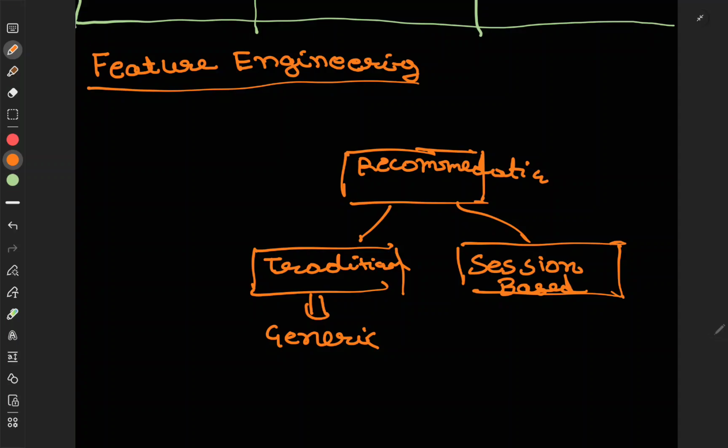But the user could be logged out as well, so we don't have the data for a particular user, and we don't have the data related to the user's past interactions with the platform. So we can't build a traditional recommendation system here. We need some other recommendation system. So then comes the second thing, that is session based recommendation system, where for a particular session we take care of that particular session's data and accordingly show him the next recommendations.